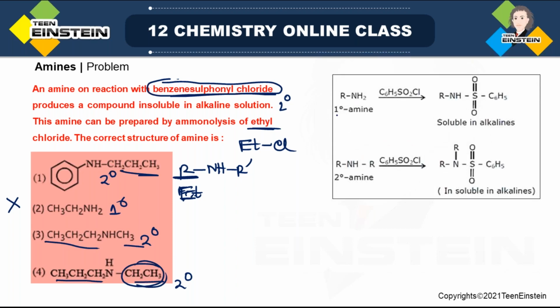So when it is 1 degree amine in presence of PhSO2Cl, Hinsberg reagent, you get this type of molecule where still one hydrogen is attached to nitrogen, which is responsible for the solubility in alkaline medium. But when it is 2 degree amine, you do not have any H attached to N and it is insoluble in alkali. This is the Hinsberg reagent test.